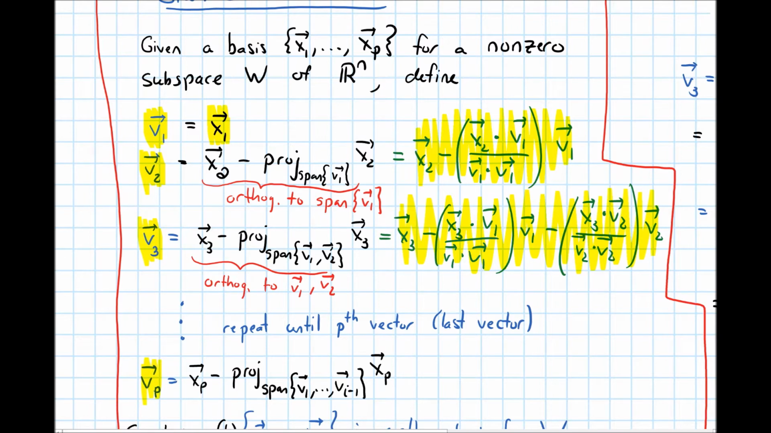So vp will end up being xp minus the projection of xp onto the span of the first, sorry, this shouldn't say p, I should say p minus 1. Let's fix that. It's the span of v1 through v sub p minus 1, the first p minus 1 orthogonal vectors. Okay, so if we write out what this is, we have xp in the front.